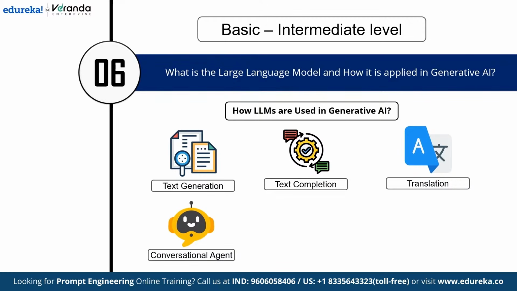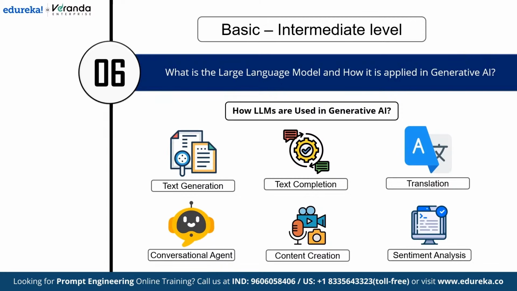Next, in conversational agents, LLMs power conversational AI systems such as chatbots and virtual assistants that can understand and respond to user queries in natural language, offering more dynamic and human-like interactions. It is also used in creative content creation. LLMs are used to generate creative content such as articles, marketing copy, and even scripts for videos or films.